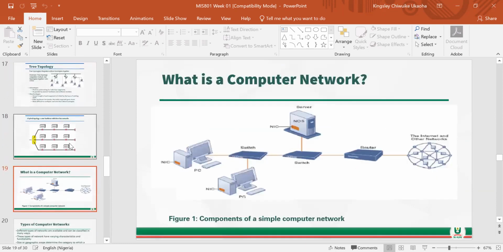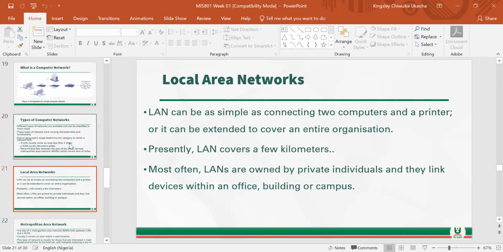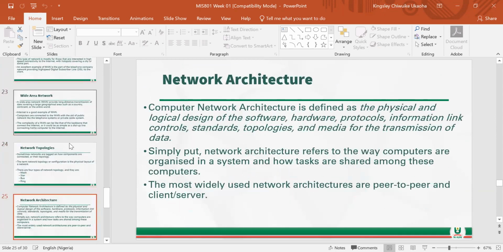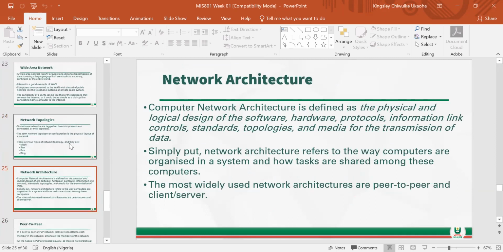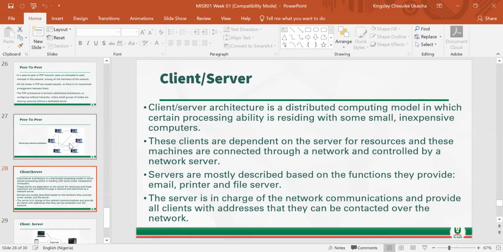Then we also looked at the concept of a computer network, what it means, types of computer network: local area network, metropolitan area network, then wide area network. And the network architecture. This is the part we are looking at, the physical and logical design of the software, hardware, protocols, information link control standard, topologies, and media for the transmission of data. And we talked about peer-to-peer and then client server.